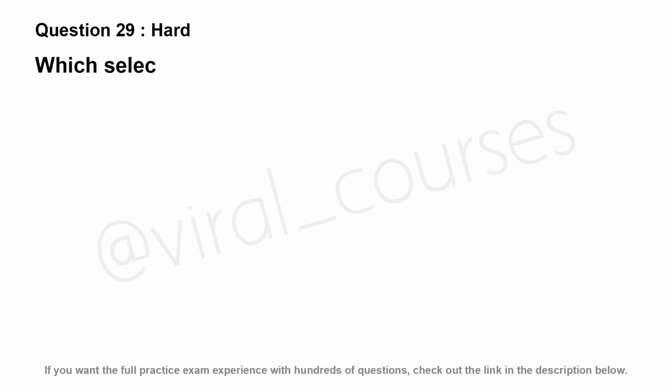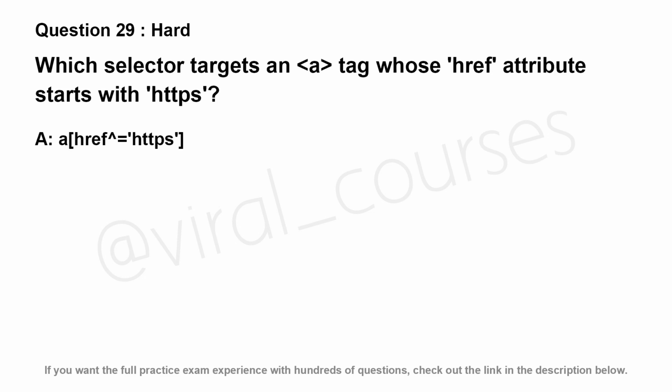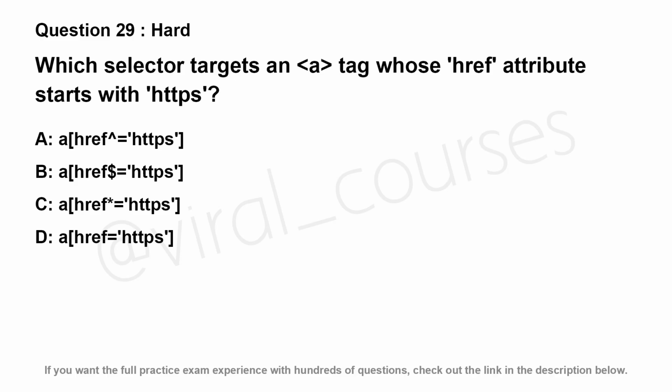Which selector targets an <a> tag whose href attribute starts with HTTPS? Option A, href^=HTTPS. Option B, href$=HTTPS. Option C, href*=HTTPS. Option D, href=HTTPS.